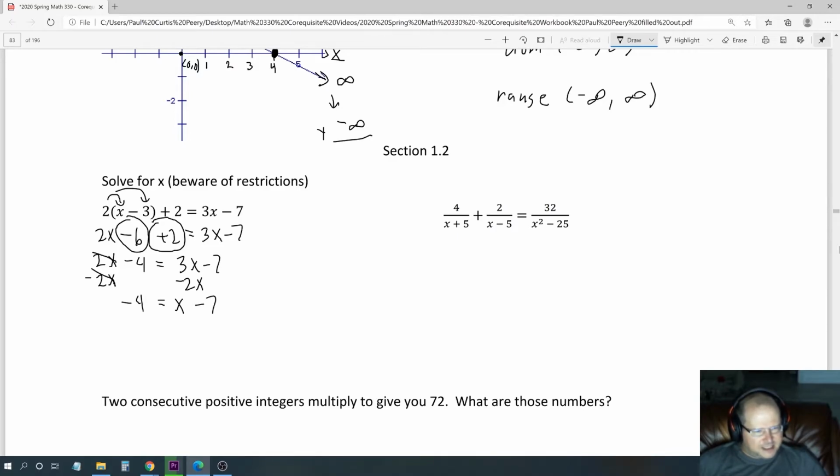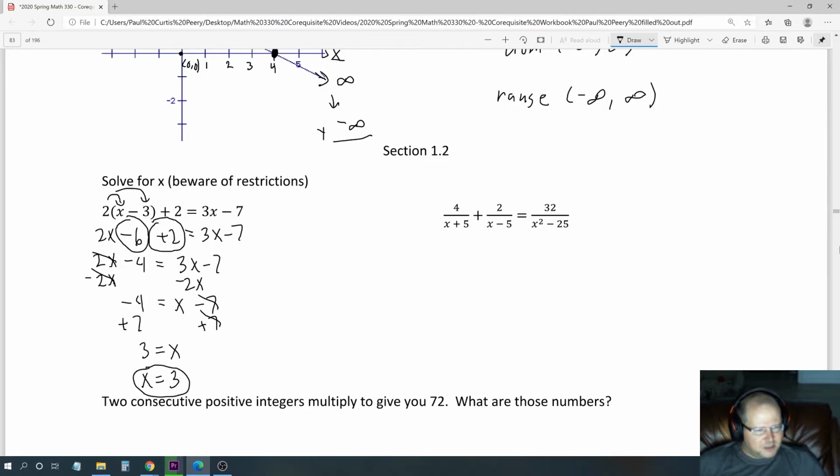We want to get the x by itself, so we have to undo the subtraction of 7 by adding 7. And whatever we do to one side, we do to the other. These cancel out. And that leaves me negative 4 plus 7, which gives me a 3 is equal to an x. Now, if 3 is equal to x, then x must be equal to 3. It works both ways. So we have an answer.